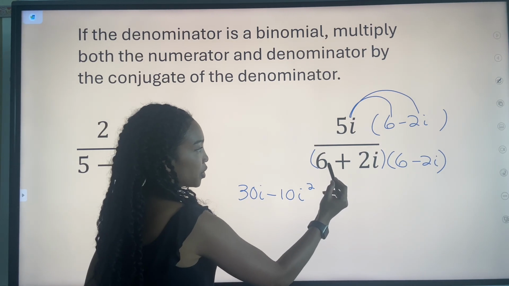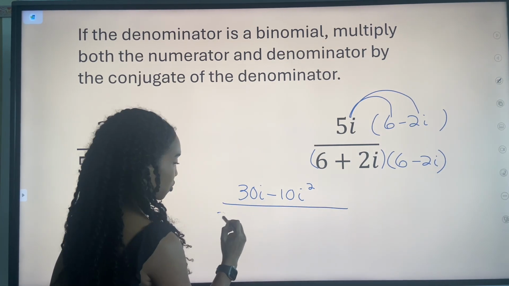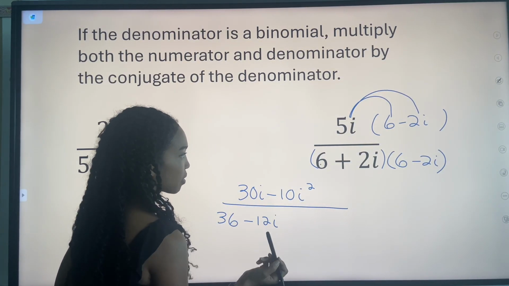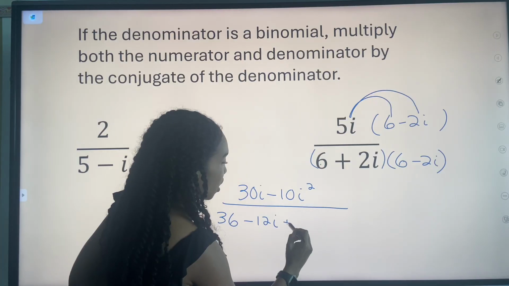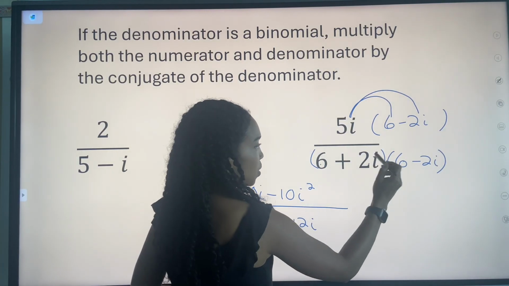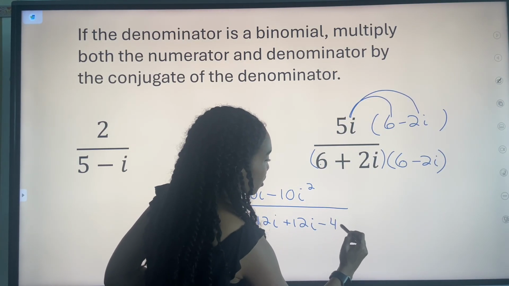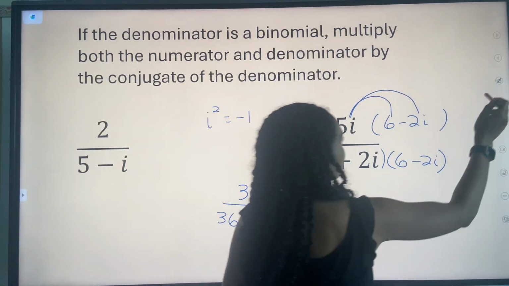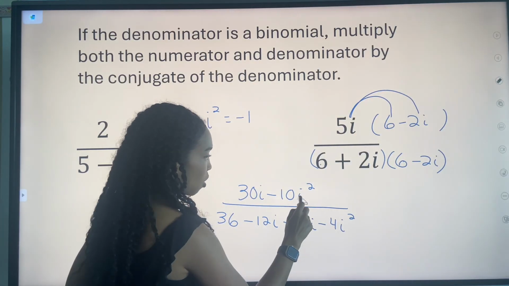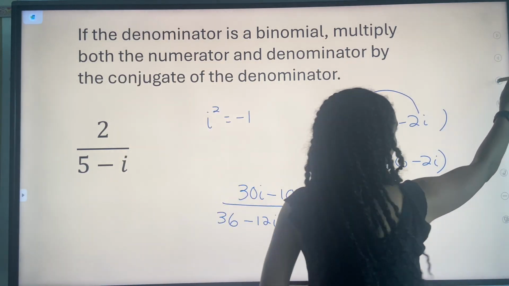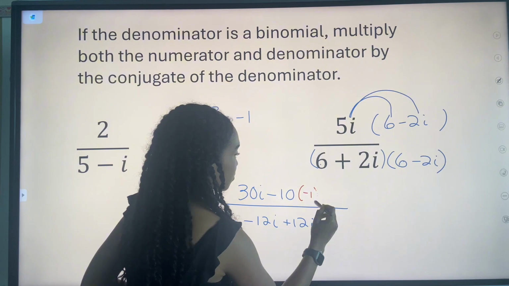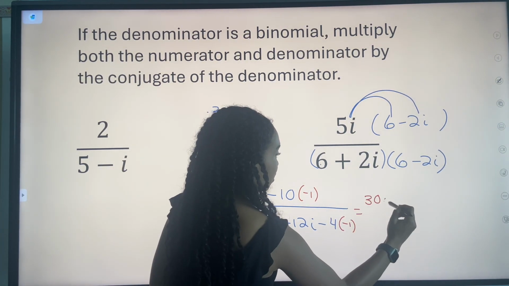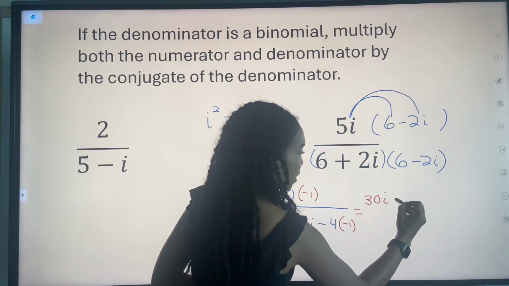Now let's do the denominator. 6 times 6, that's 36. 6 times negative 2i is negative 12i. 2i times 6 is a positive 12i. 2i times negative 2i is negative 4i squared. And remember, i squared is negative 1. So I'm going to substitute all of the i squareds with a negative 1. Okay, so I have 30i, and a negative 10 and a negative 1 will make it a positive 10.